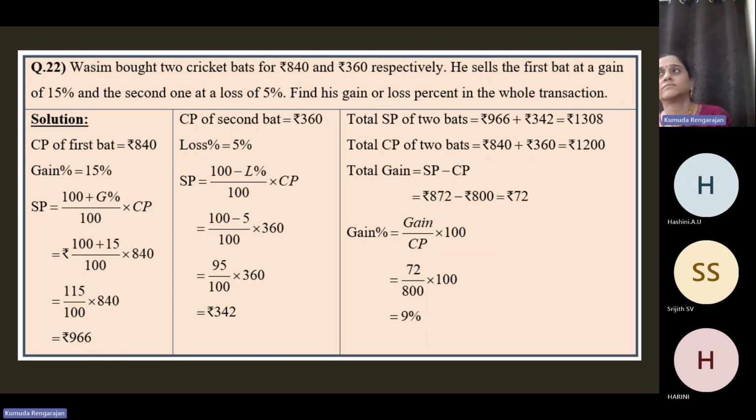The total gain, we have taken this number 872. I have taken 872 minus 800. The total gain is total SP minus total CP, because we have to find the gain or the loss percent in the whole transaction.